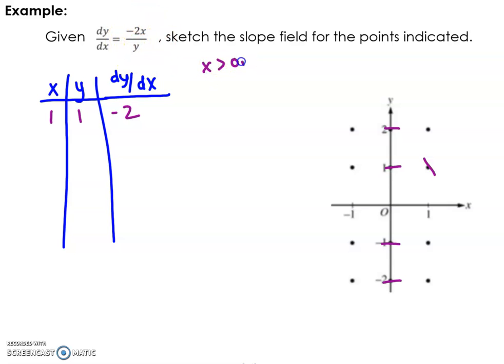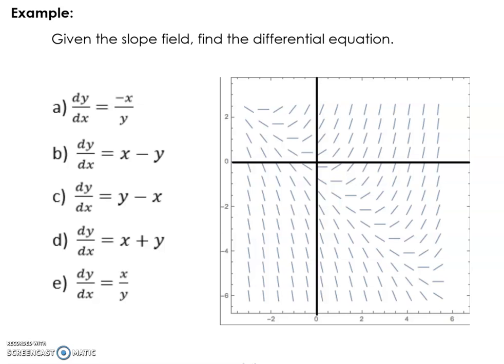So when x is greater than 0 and y is greater than 0, I can tell that my dy over dx is going to be a negative value because I have a negative on the top and a positive on the bottom. So we can kind of see patterns as we go, and we can see that in certain quadrants we're going to have all positive slopes or all negative slopes based off of plugging those points into the differential equation. So I'm just going to leave that example here, but we could keep going with it if we wanted to. So let's move on to a multiple choice question.